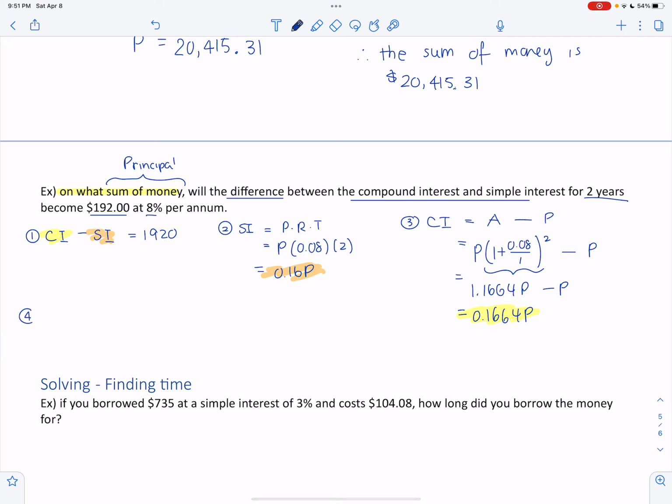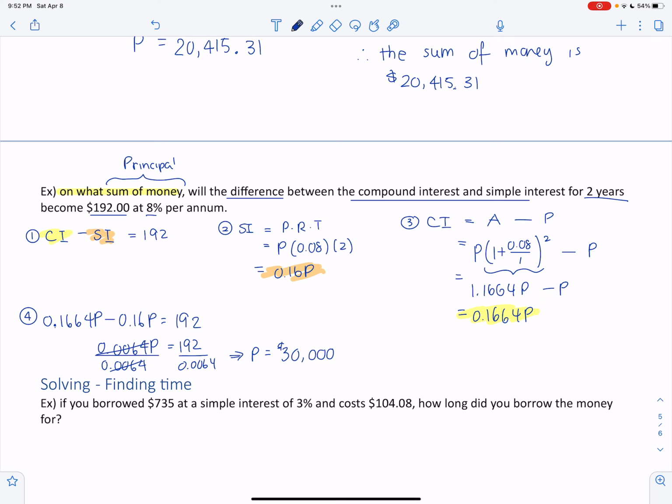Put it back in as your step 4. 0.1664P minus 0.16P equals $192. 0.1664 minus 0.16 gives 0.0064P equals 192. Divide both sides by the same thing. Cancel, cancel. P equals $30,000. Nice. So that's how you find principal when the difference is given to you.